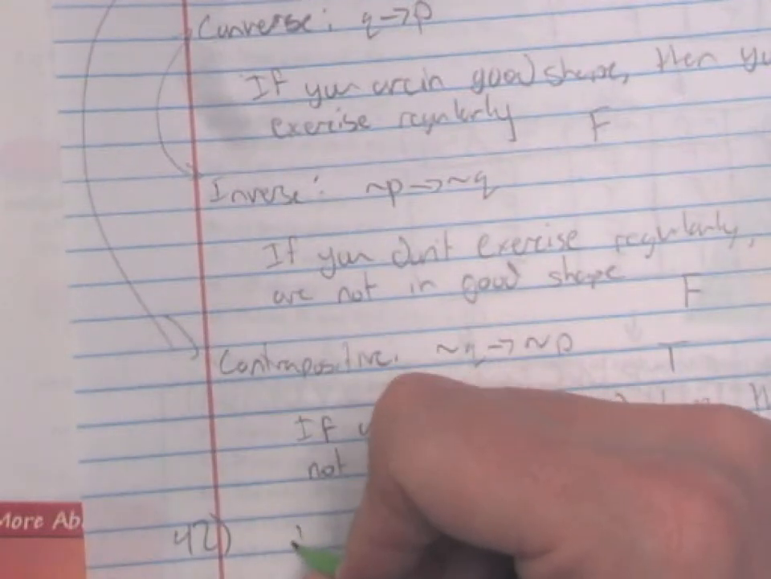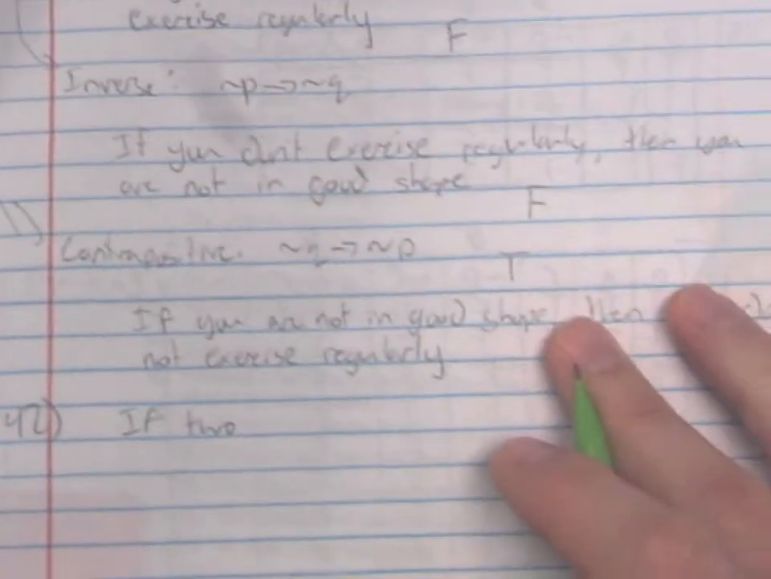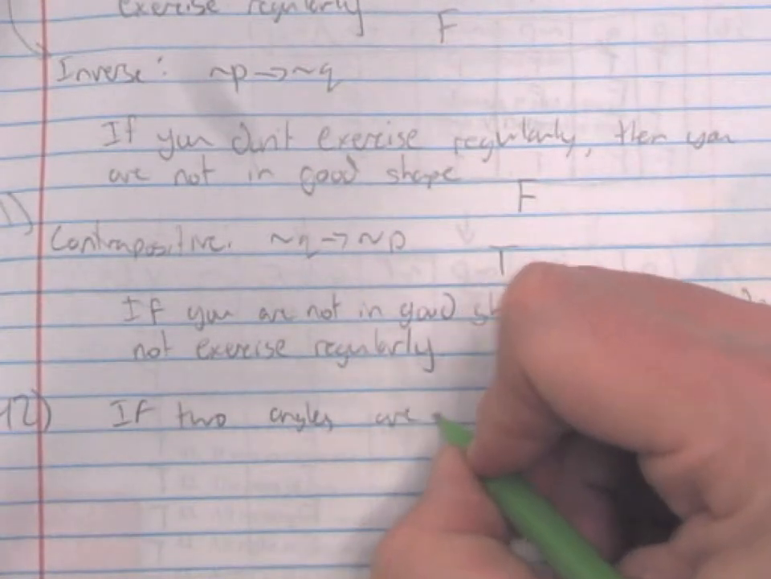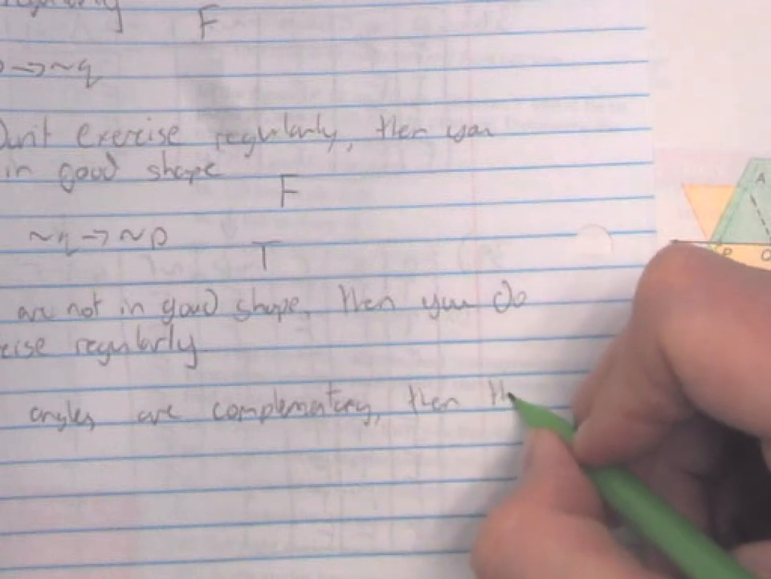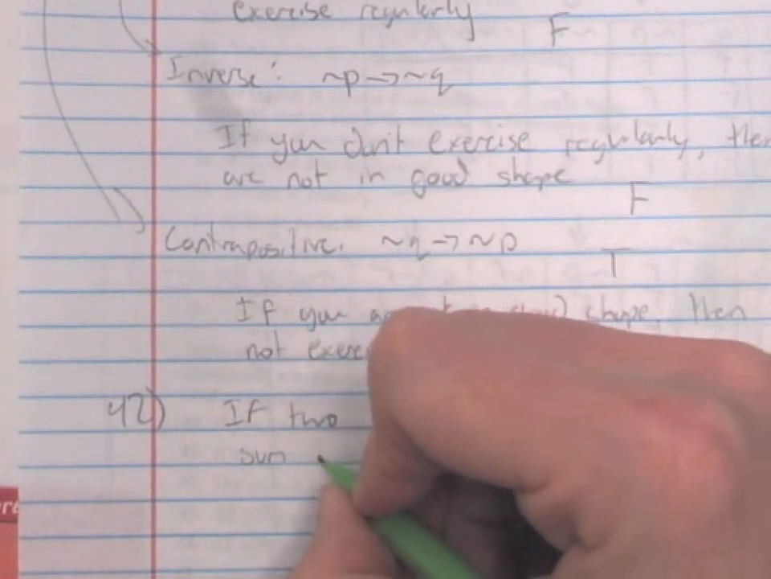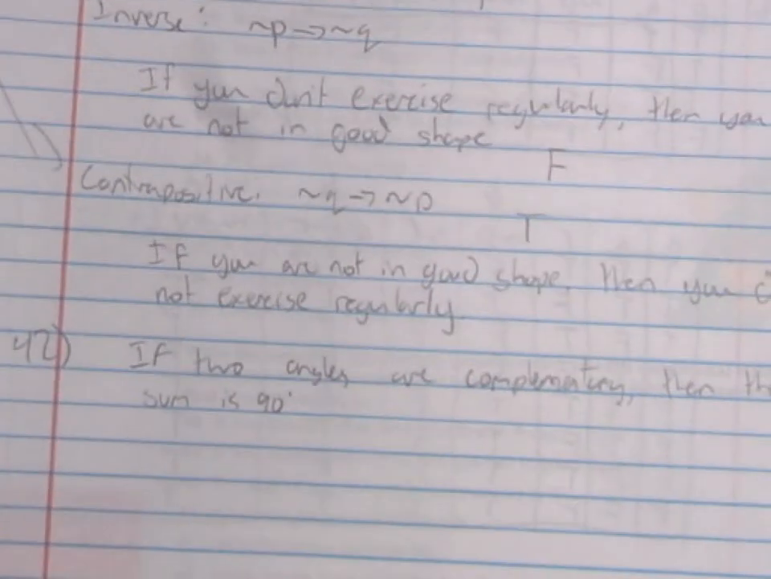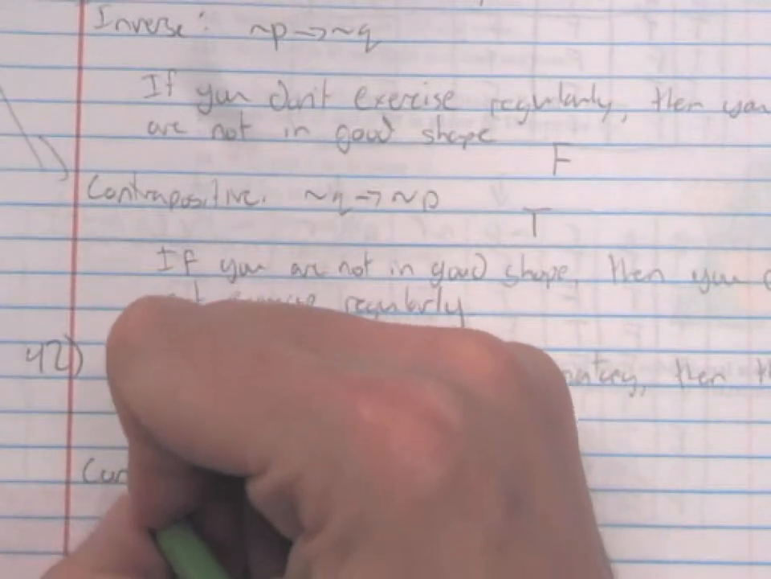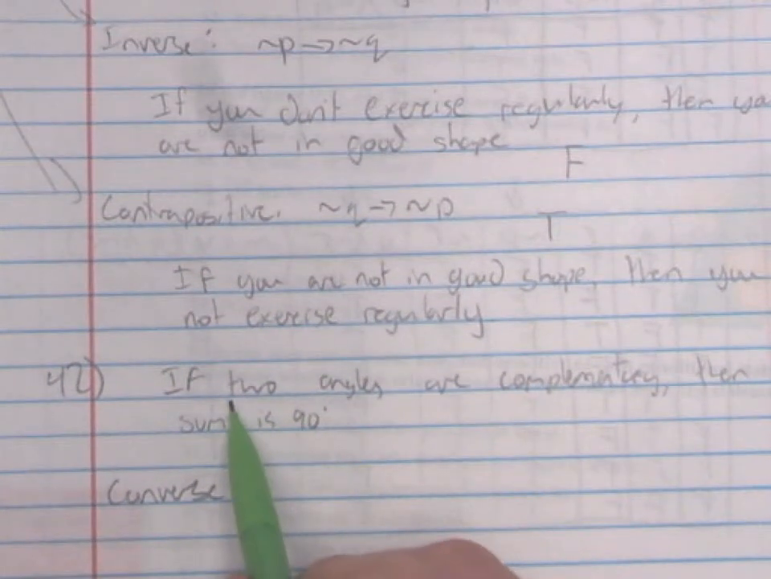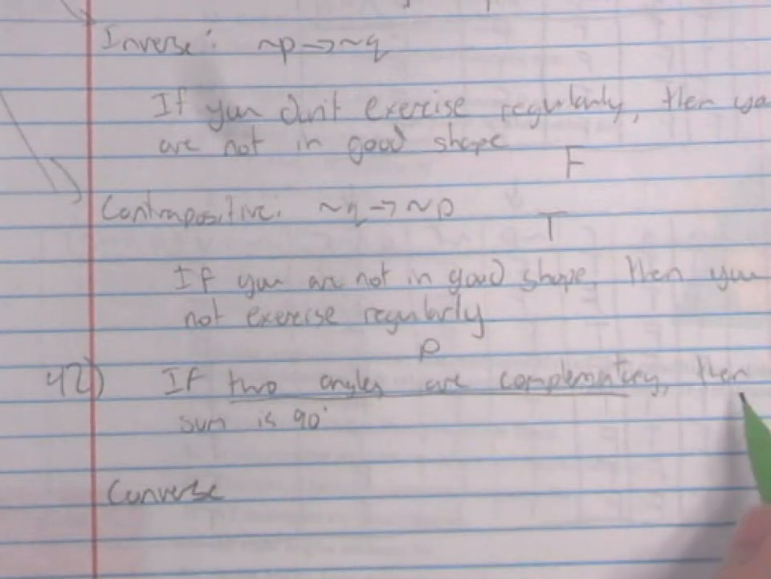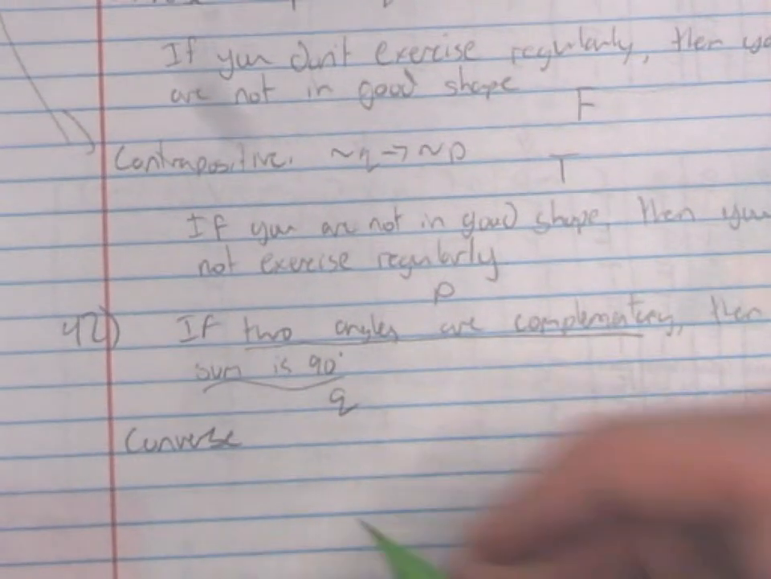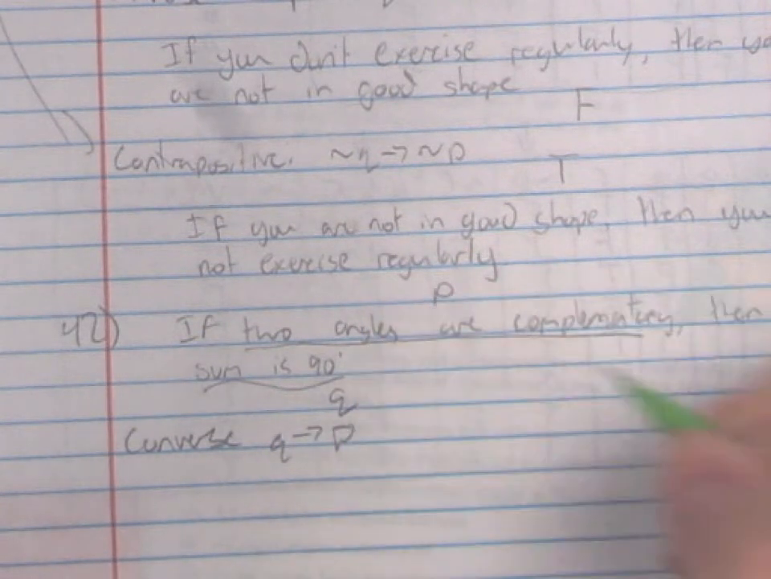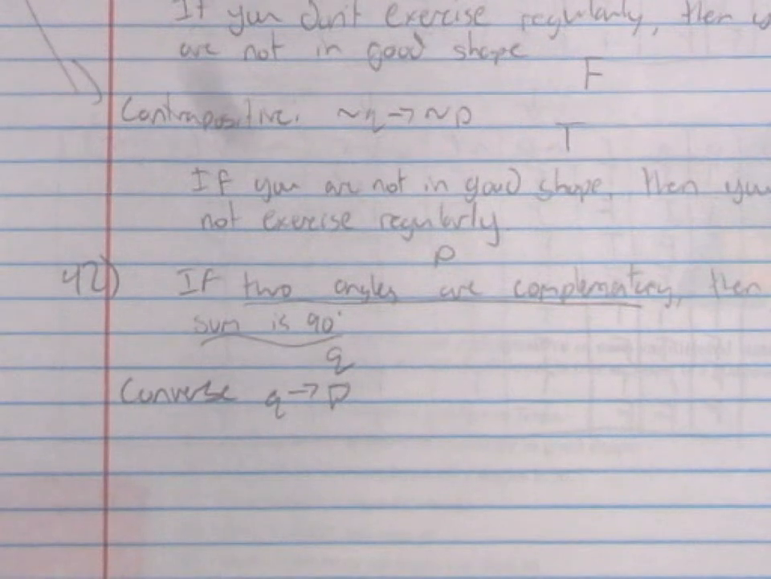So 42, I'm going to say, if two angles are complementary, then their sum is 90 degrees. Okay, so that's the original. Now we want to make the converse. So two angles being complementary, that's the hypothesis. The sum being 90 degrees is the conclusion. And for the converse, we want to reverse the hypothesis and the conclusion. So instead of P implies Q, we want Q implies P.